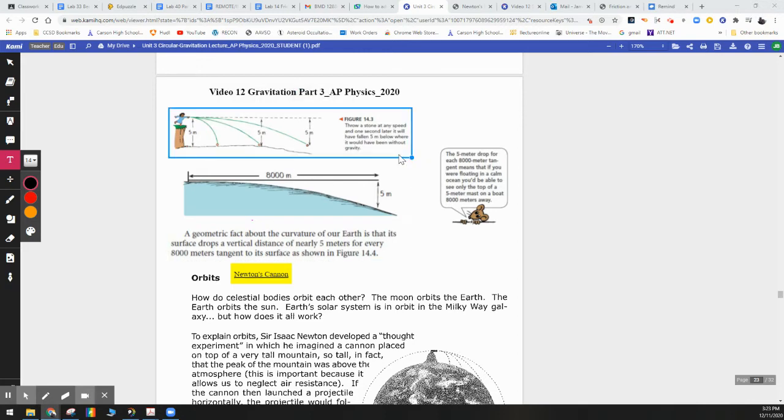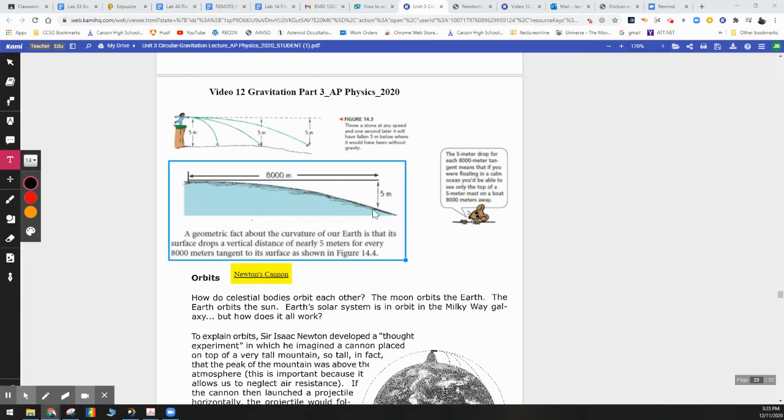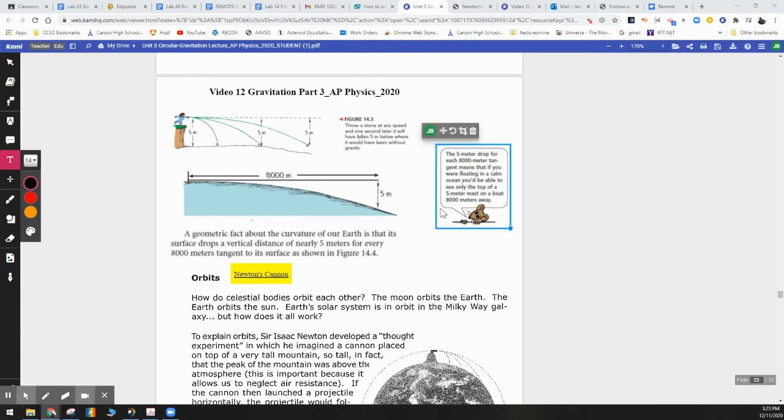Now, the interesting geometric fact about the curvature of our Earth is that the surface drops a vertical distance of nearly 5 meters for every 8,000 meters tangent to its surface, as shown in the figure here. A 5 meter drop for each 8,000 meter tangent means that if you were floating in a calm ocean, you'd be able to see only the top of a 5 meter mast on a boat 8,000 meters away.